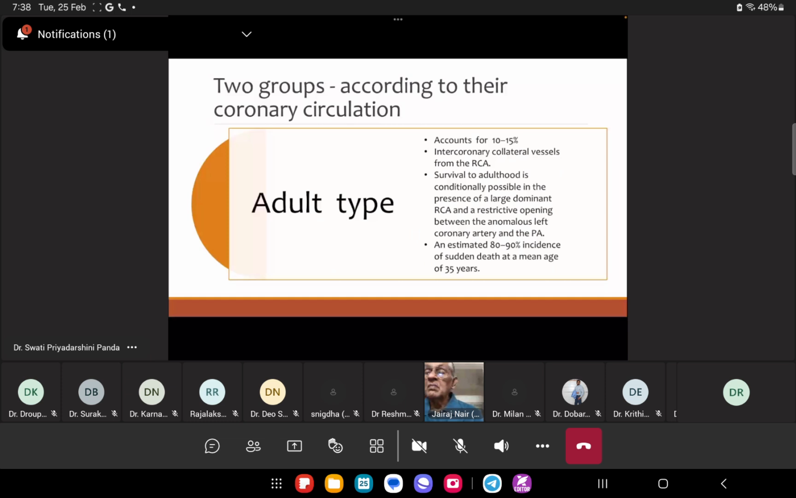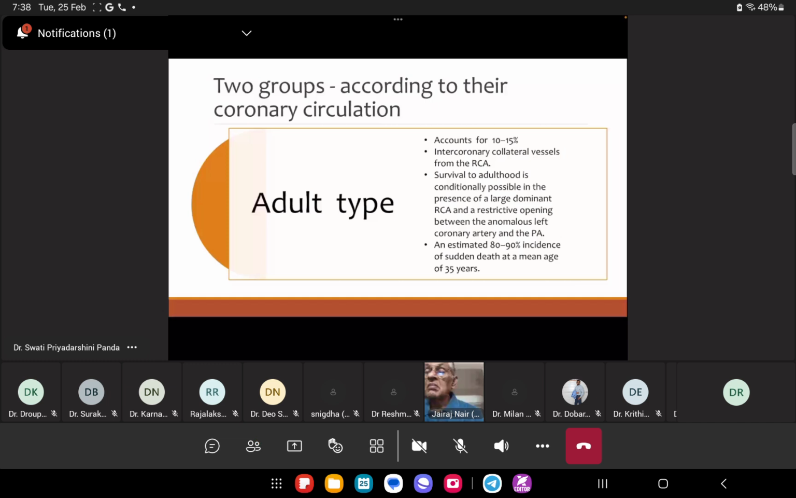Intercoronary collateral vessels from the RCA develop, and survival to adulthood is conditionally possible in the presence of a large dominant RCA and a restrictive opening between the anomalous left coronary artery and the pulmonary artery. There is an estimated 80 to 90% incidence of sudden death at a mean age of 35 years.